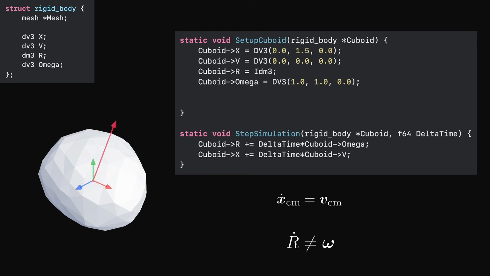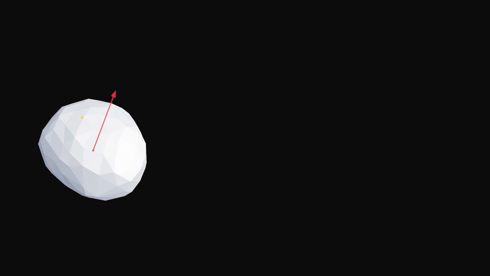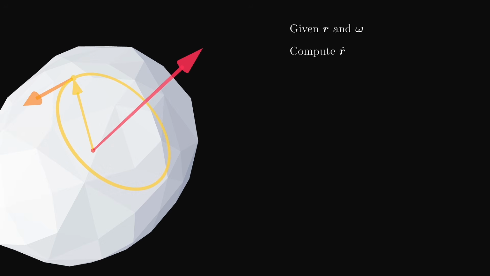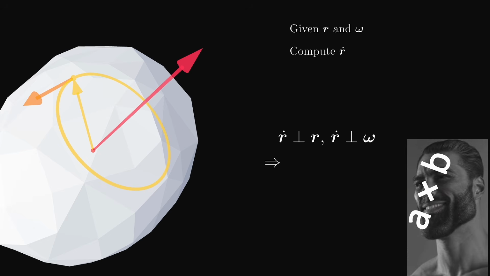To discover the correct relation between the two, let's first look at how a single point r of the rigid body is rotated by the angular velocity omega. Also, let r be defined relative to the body's center of mass. The effect of omega on r looks like this. What we are seeking is the derivative or the velocity of r given r itself and omega. Since the path of r is a circle, maybe you can already guess the direction of r dot. It points from r in the direction that is tangent to the circle, meaning it must be perpendicular to r and omega. You know what that means. The cross product strikes again.